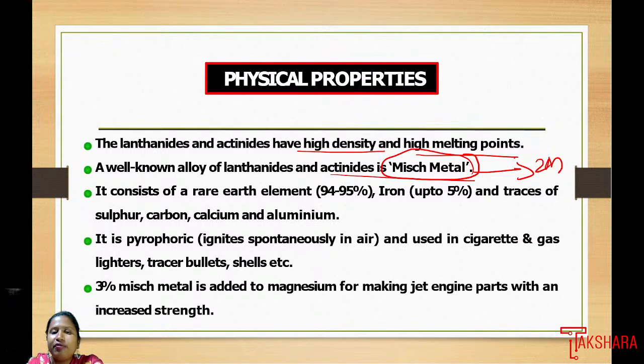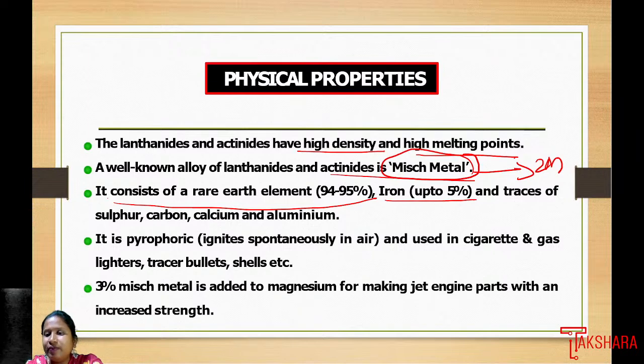It consists of rare earth metal, 94 to 95% in mish metal. Rare earth metal is 94 to 95%, iron up to 5%, and traces of sulfur, carbon, calcium and aluminum are present. If this combination is present, we call it mish metal.